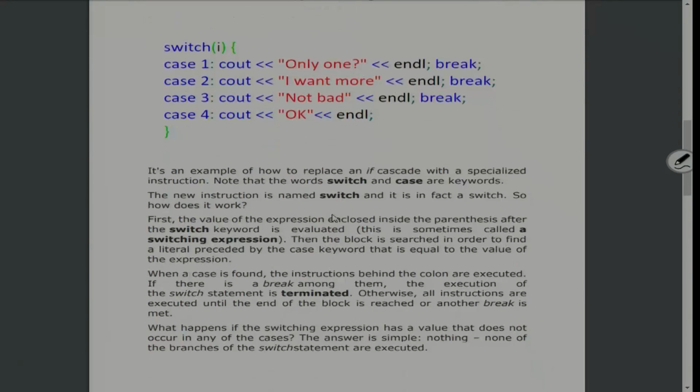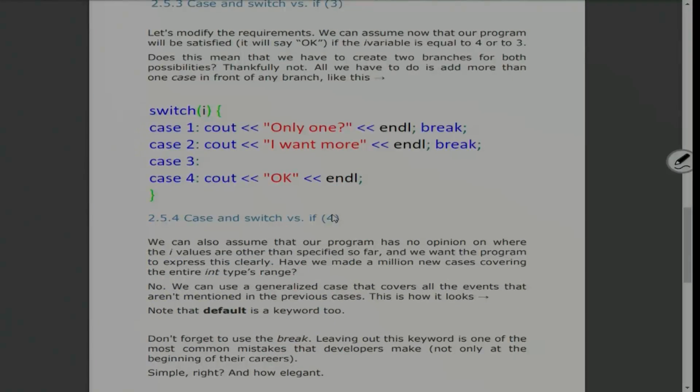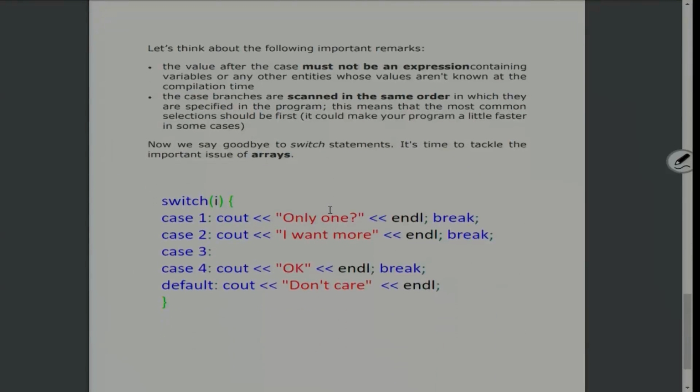The default keyword also gives us that option. When the value we give does not match any of the cases that have been specified, then it will print out don't care. If our i, for example, is 5, and there's nothing to do for 5 here, then it will print out don't care, which is the default.